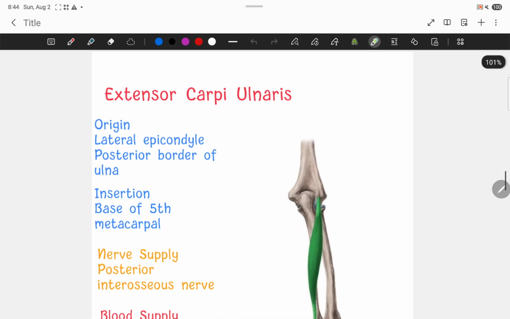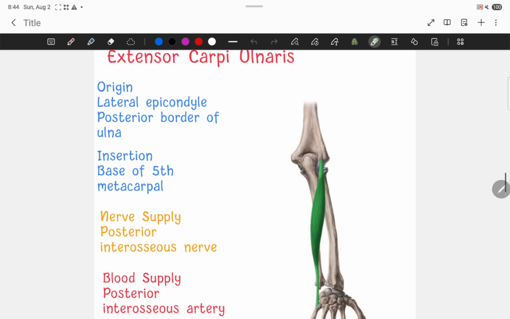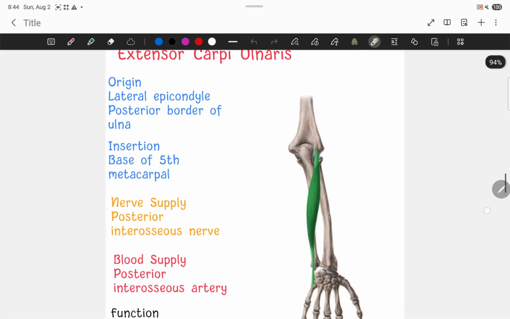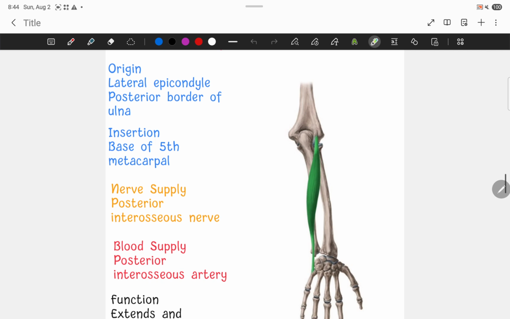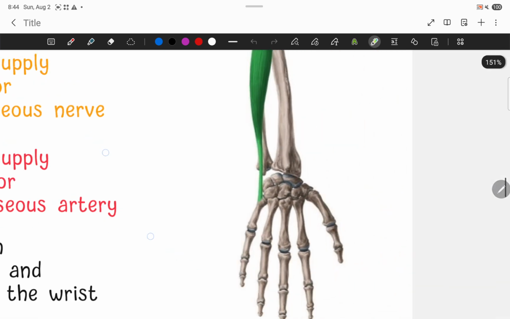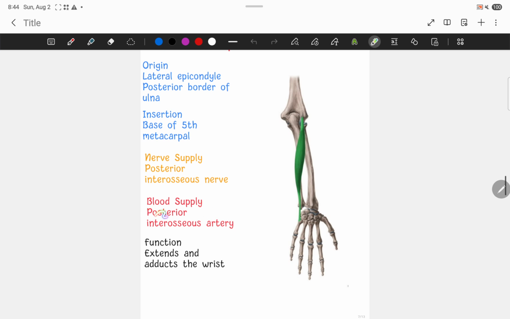Don't forget that. And another muscle we talk about is the extensor carpi ulnaris. Origin is the lateral epicondyle and posterior border of the ulna. Insertion is the base of the 5th metacarpal. Blood supply is the posterior interosseous artery. Nerve supply is the posterior interosseous nerve, and function is extension and adduction.